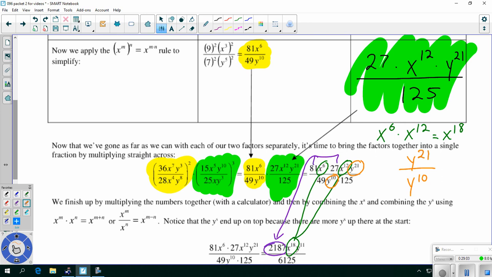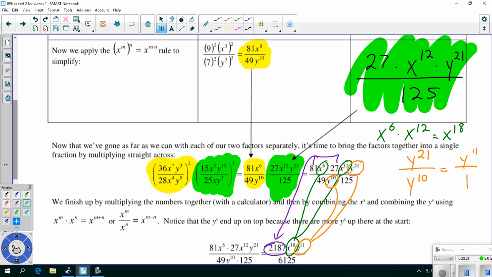So I know that the answer is going to have y to the 11th in it. But where do I put that y to the 11th, on top or bottom? Well, there were more y's on the top. 21 of them is more than 10 of them. And so my y to the 11th ends up upstairs. If you want, you can put a 1 there, so it looks like a fraction. But y to the 11th right upstairs.